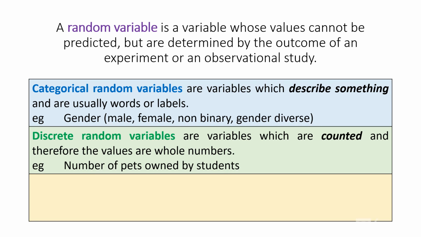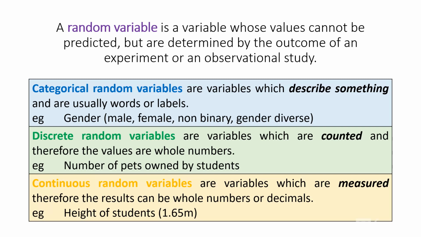Discrete random variables are variables which are counted, and therefore the values must be whole numbers. For example, the number of pets owned by students. And we also have continuous random variables, which are variables which are measured. Therefore, the results can be whole numbers and decimals, any number.